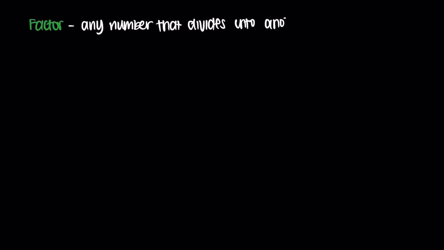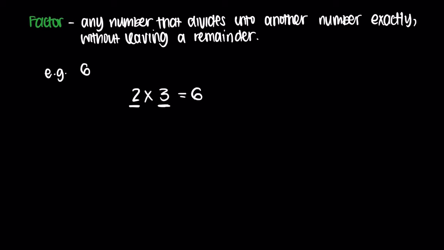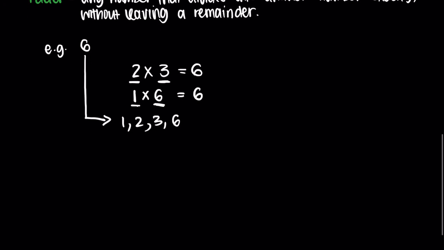And the next thing that we're going to look at are factors. And factors are numbers that divide exactly into another number without leaving a remainder. For example, the number 6. We know that the product of 2 and 3 gives 6. Therefore, 2 and 3 are factors of 6. Likewise, 1 multiplied by 6 also gives 6, which means that 1 and 6 are also factors of the number 6.